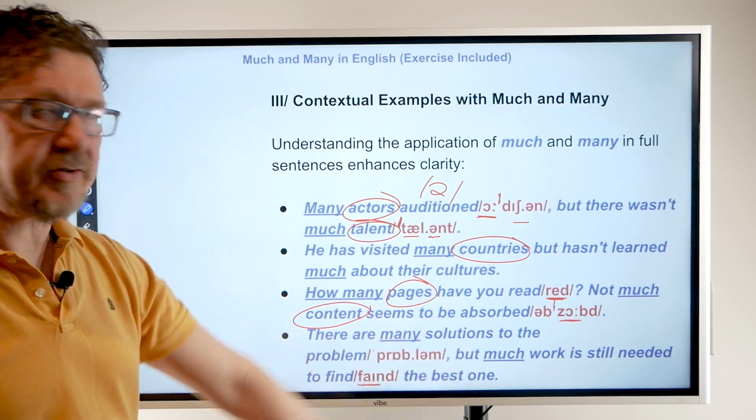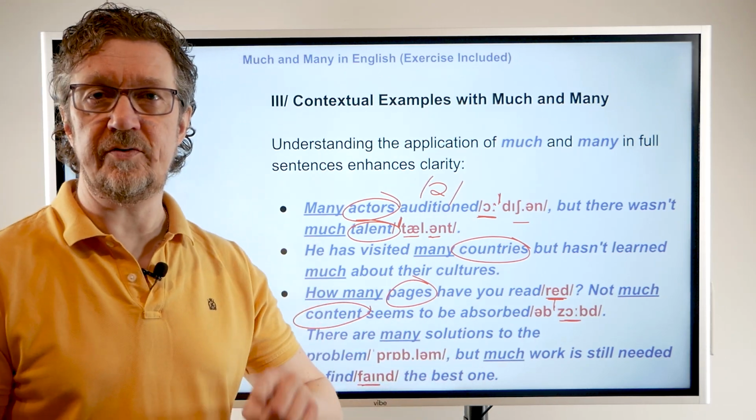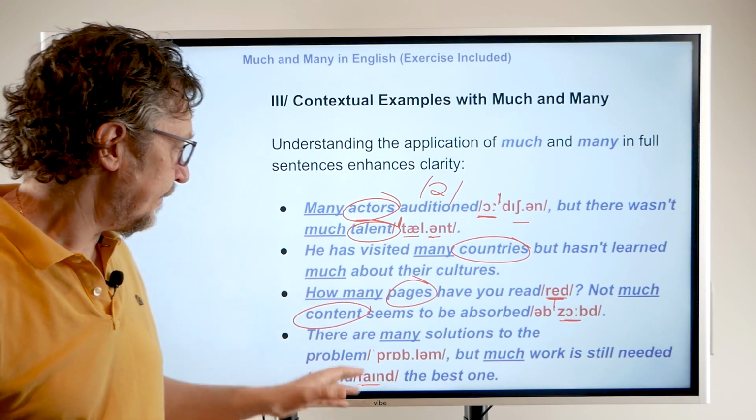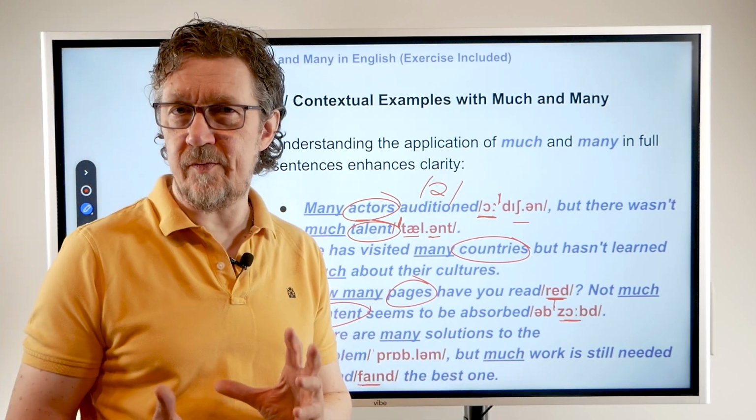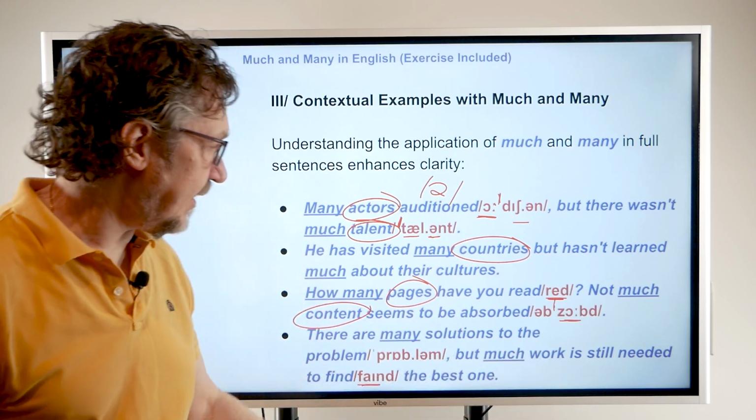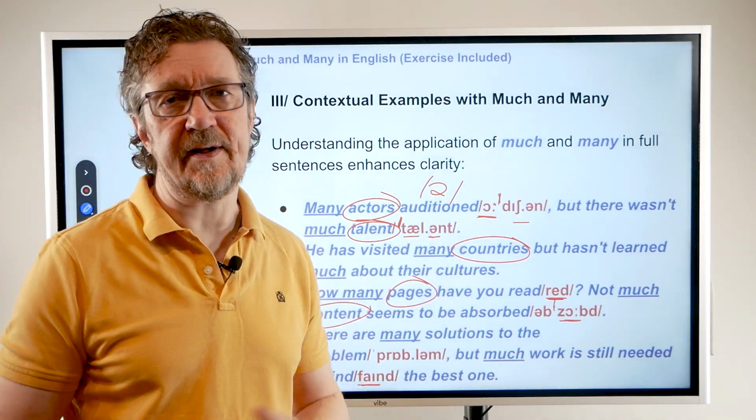So there are many solutions. How many solutions have you got? We have 3 solutions. 1, 2, 3, many, countable. Much work. You can't count work, you can only measure it. So if you can measure it, it's much. It's very simple. If you just think in those terms, you'll always get it right.